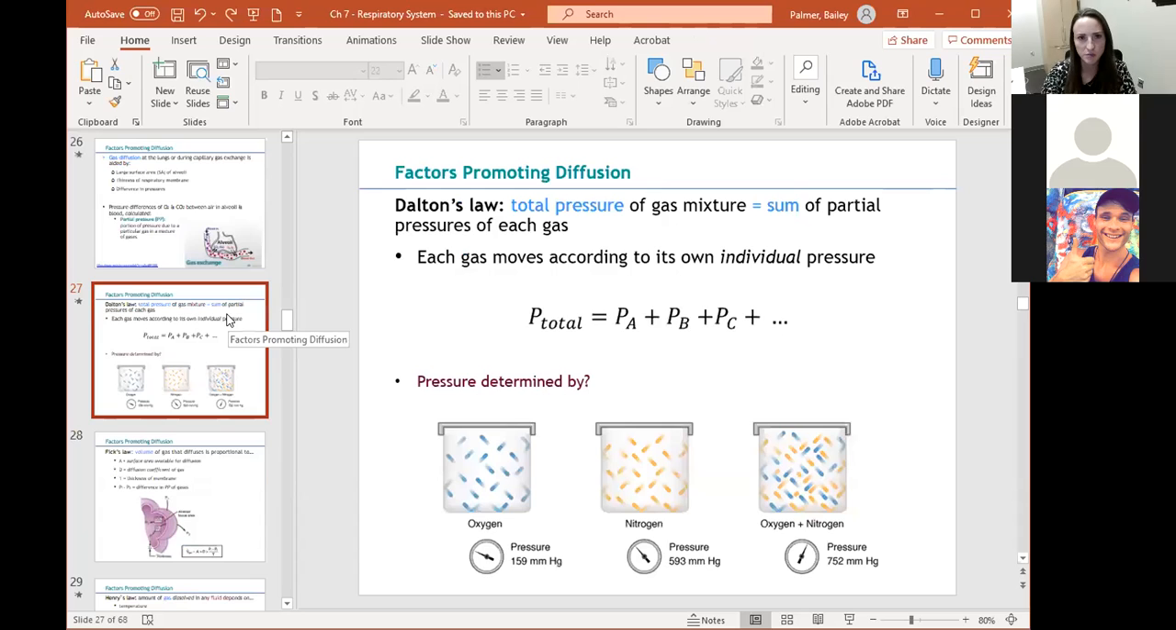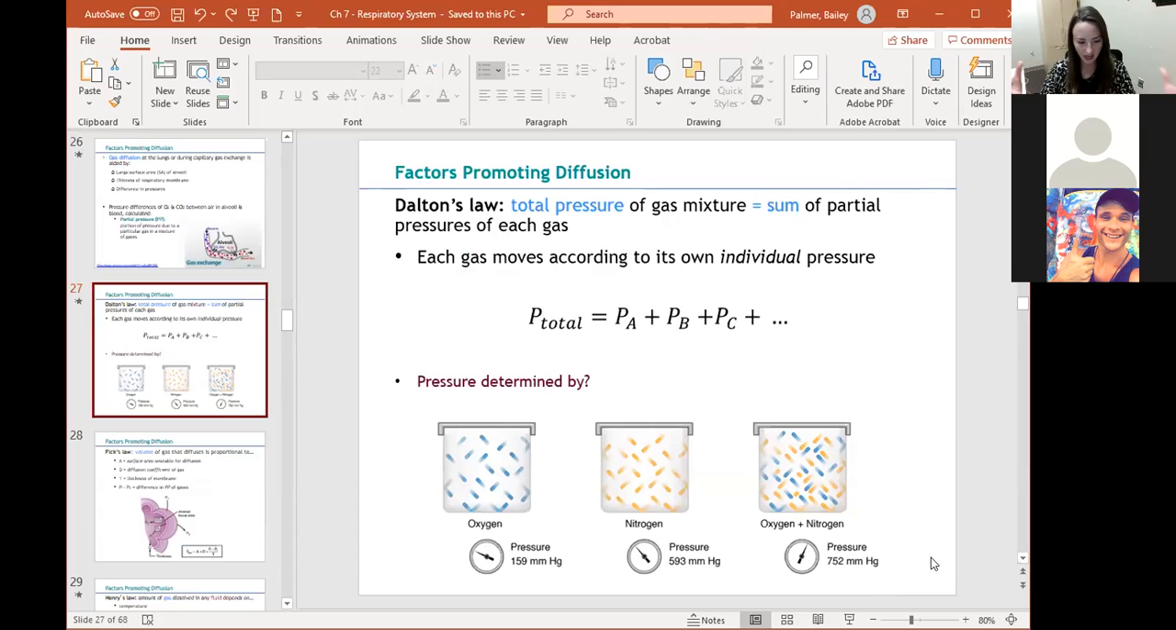I think Dalton's law is pretty easy to understand too. So, understanding total pressure of a gas mixture, just think about the air. It's the sum of the partial pressure of each gas. We know that the air that we breathe is oxygen, nitrogen, and CO2. This picture down here shows that each gas moves according to its own pressure.